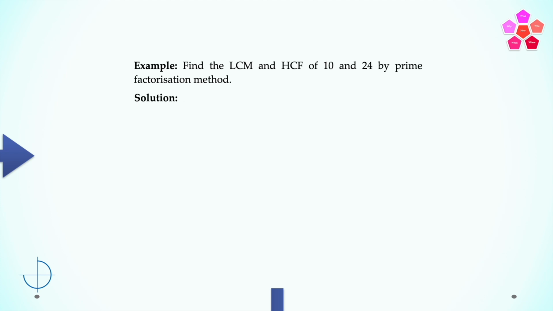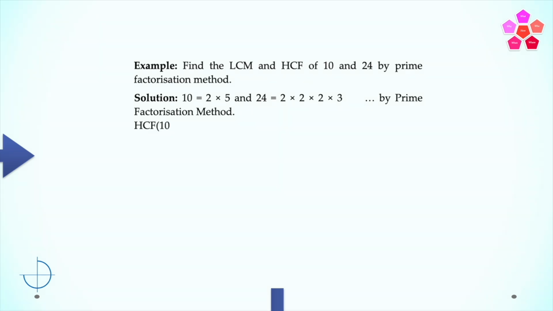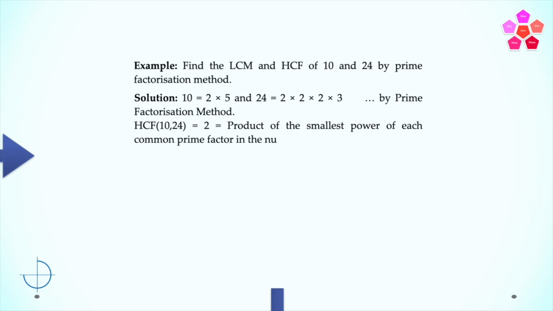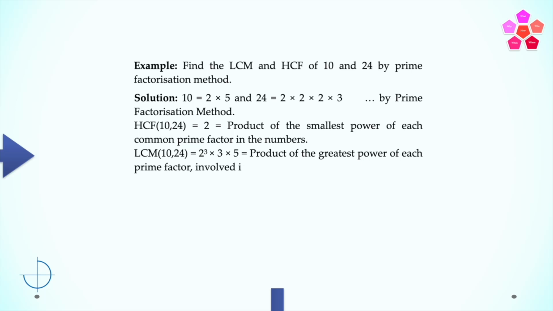Let's take an example. Find the LCM and HCF of 10 and 24 by the prime factorization method. The solution: 10 can be written as 2 into 5, and 24 can be written as 2 into 2 into 2 into 3 by the prime factorization method. So the HCF of 10 and 24 is equal to 2, which is the product of the smallest power of each common prime factor in the numbers. The LCM of 10 and 24 is equal to 2 cube into 3 into 5, which is the product of the greatest power of each prime factor involved in the numbers.